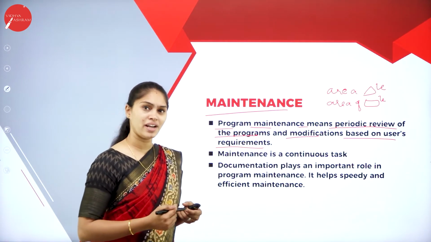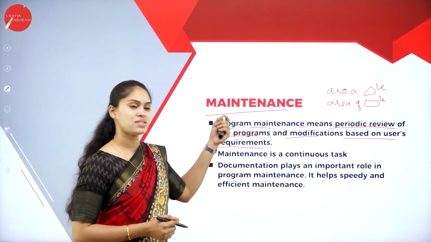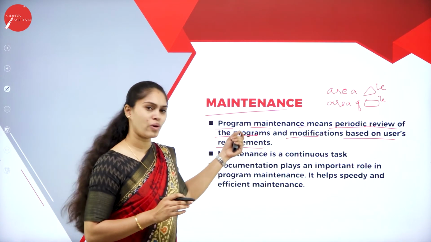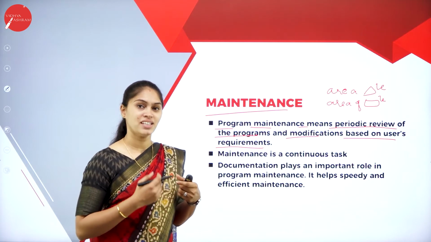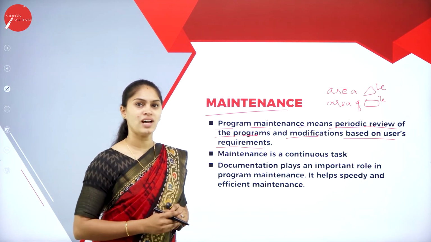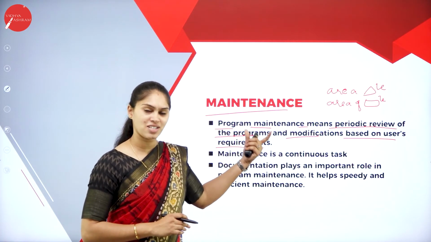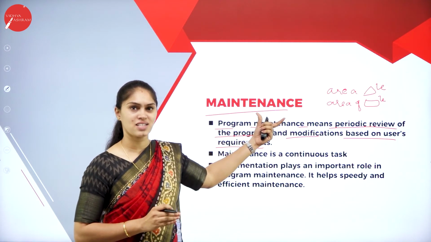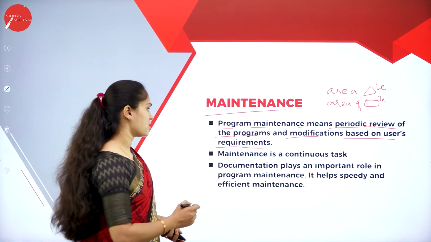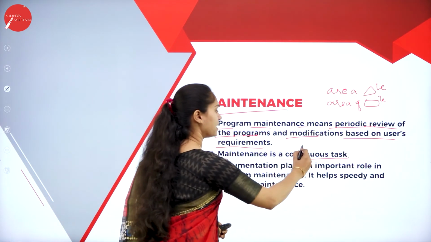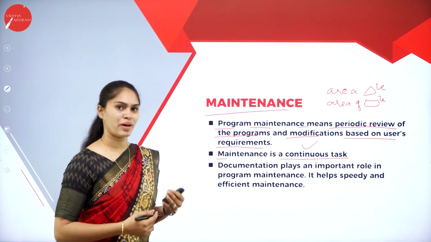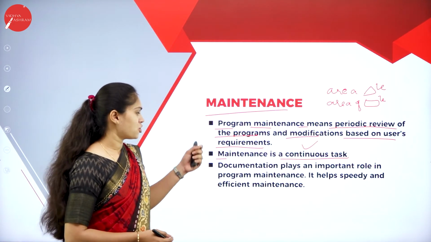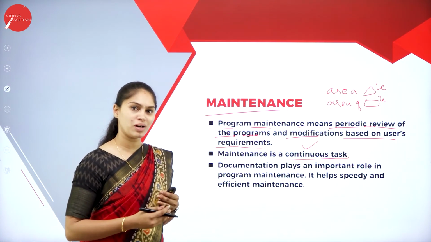So the periodic review of programs and modification has to take place. As I told, if the requirement of the user changes, then the modification has to happen. So how will this modification happen? That is when there is proper maintenance. So that is regarding maintenance. So this maintenance is a continuous task. When the requirement changes, it has to get updated or modified. So how will this maintenance work properly?